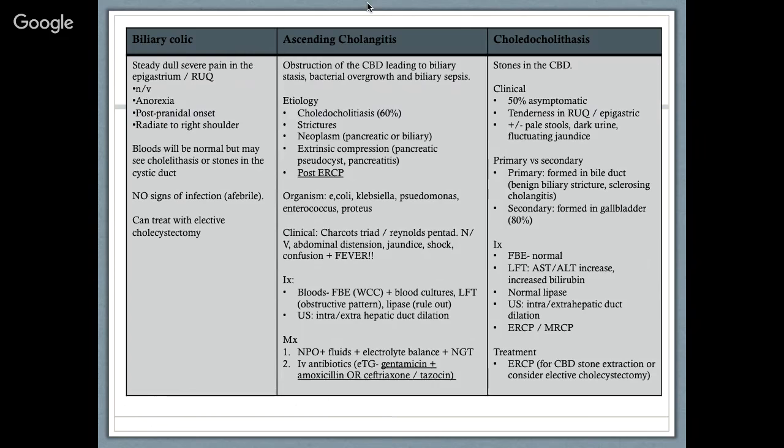And choledocholithiasis, again, just stones in the common bile duct, and 50% of patients are asymptomatic. They might be tender and they might have fluctuating jaundice depending on where the stone is. It can be a primary stone or it can be a secondary stone, and usually it's a secondary stone formed in the gallbladder. And you can treat that with ERCP.